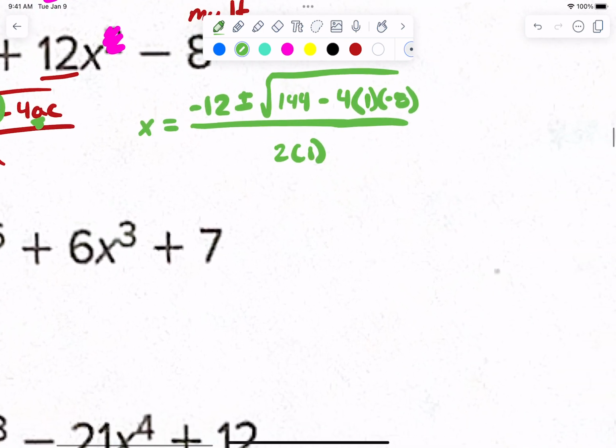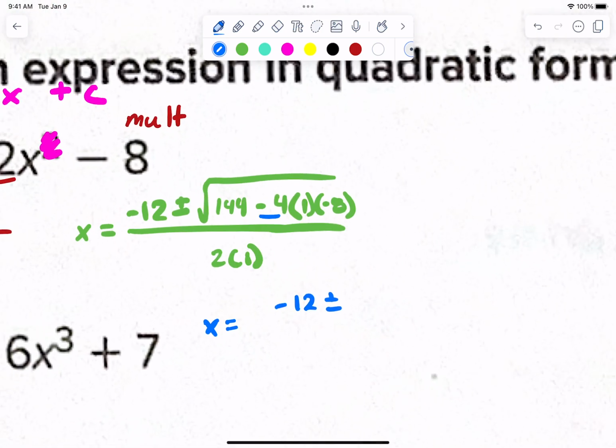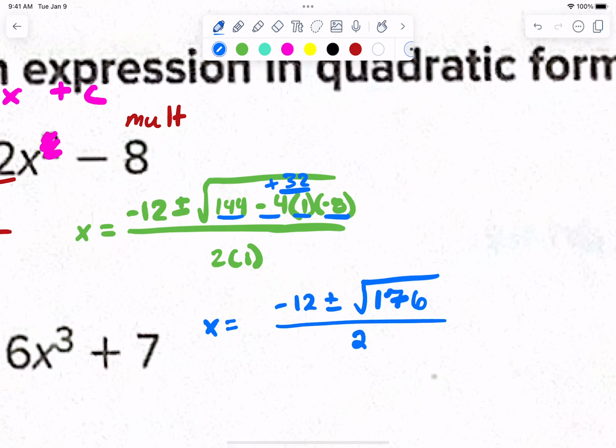It's not going to come out nicely. We're going to leave the answer here pretty soon. x equals -12 plus or minus... -4 times 1 times -8. What is that? Positive 32. 144 plus 32 is 176. Does the square root of 176 come out nicely? I don't think so. 2 times 1 on the bottom is just 2.